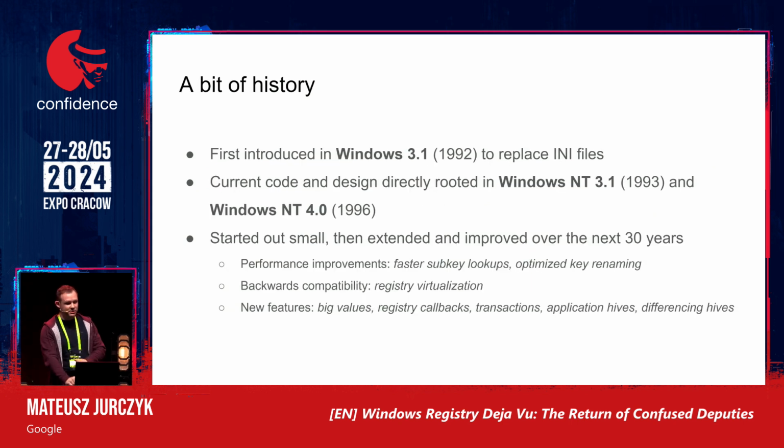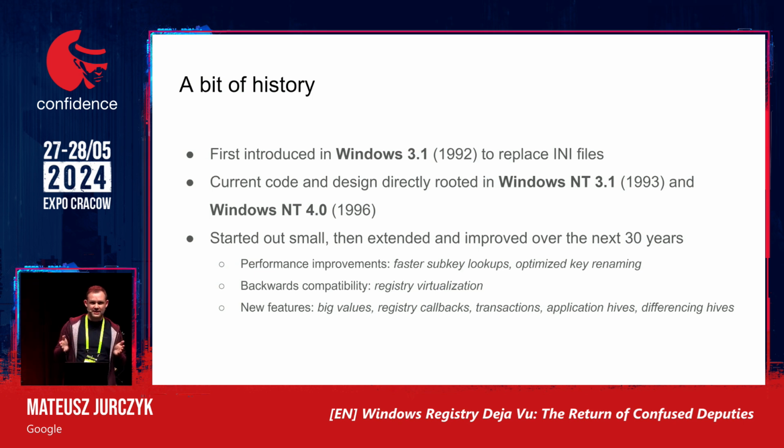So in terms of the history, the registry is super old. It's over 30 years old right now. It was introduced in Windows 3.1 to replace INI configuration files. Currently, a lot of the code and a lot of the design decisions of the registry, even in Windows 11, are directly rooted in Windows NT 3.1 and NT 4.0. So it has a lot of history. At the beginning, it started very, very small, with very basic functionality. But over the 30 years, it was extended and improved a lot.